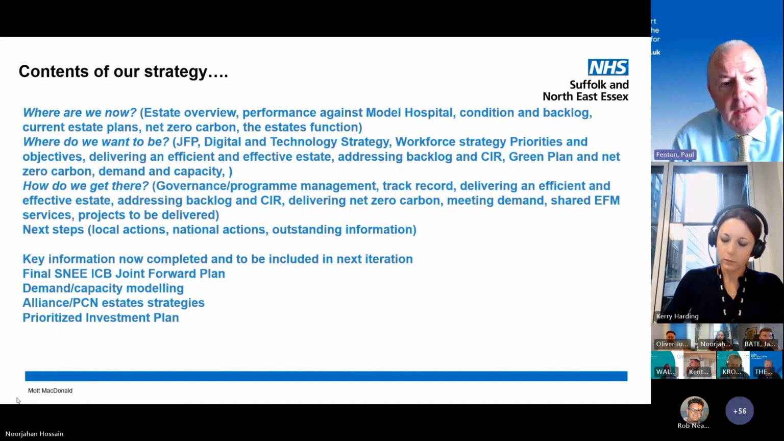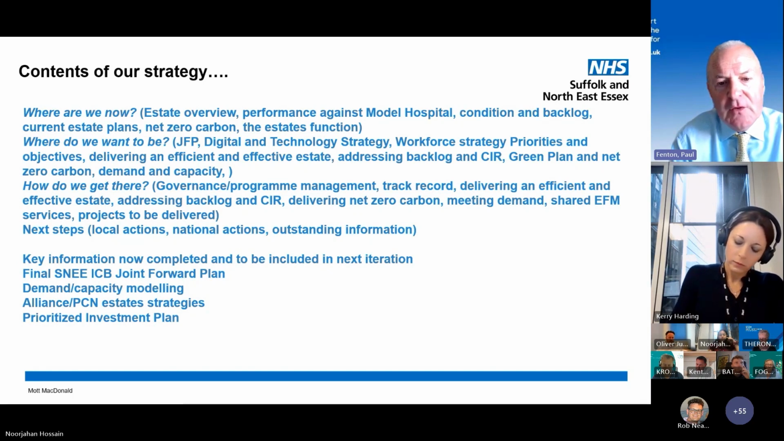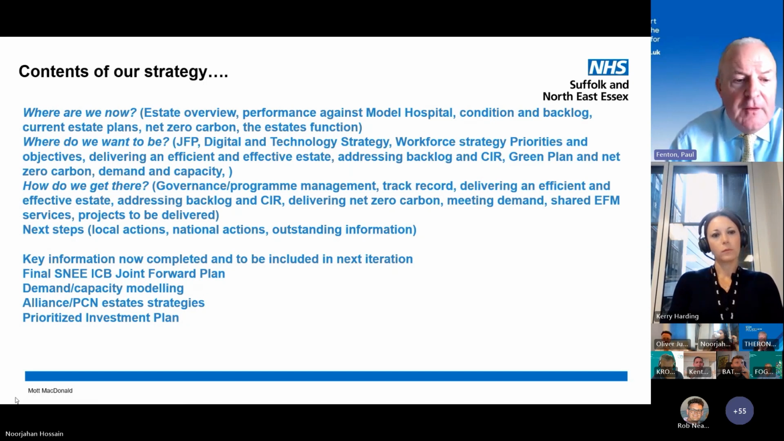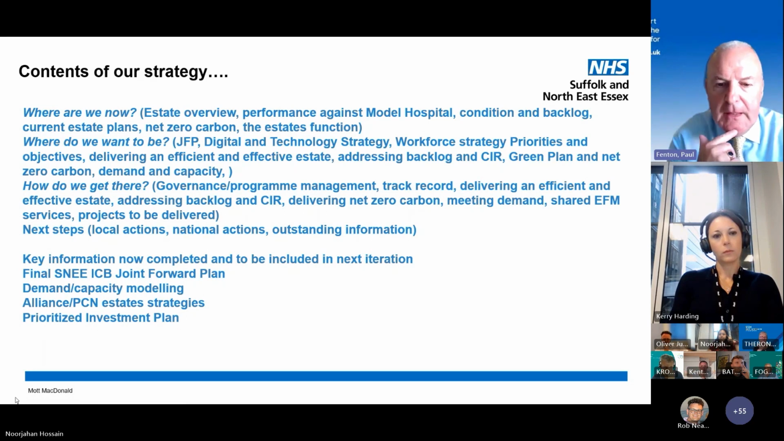I think where we are now is we've just ascertained our 3 Alliance PCN estate strategies. We're working through those, and you see those later on in the slides. They're giving some interesting figures and requests that are coming through. And then our strategy also deals with the next steps. We've been asked to produce some local actions and some national actions to feed up to NHS England, and also to deal with the outstanding information. We had a number of bits from our first iteration which were still awaiting completion. That was the joint forward plan, some demand capacity modelling, the PCN estate strategies, and also a prioritised investment plan. Again, all of those will be fed into the next iteration. Next slide, please.